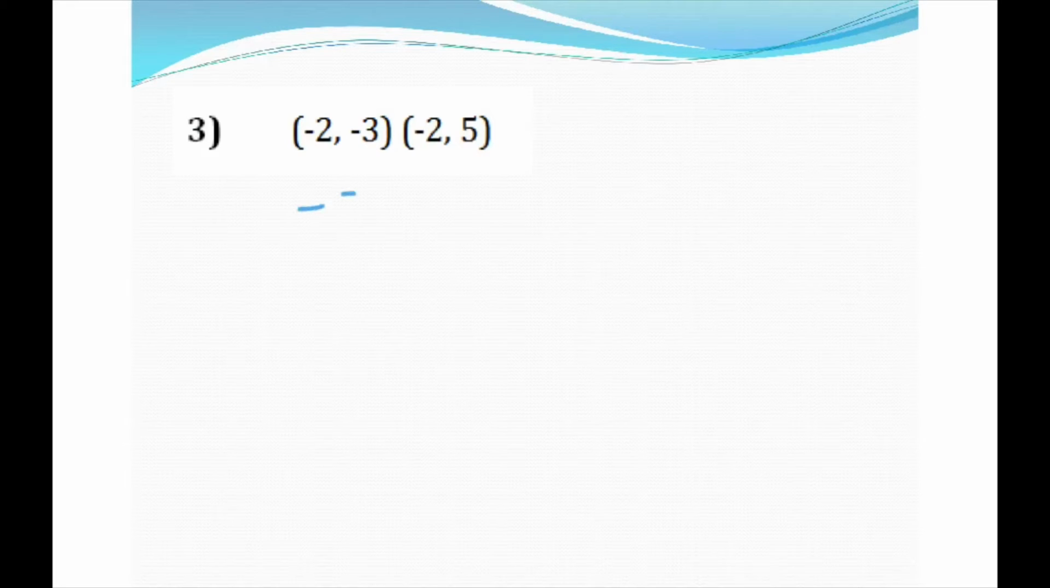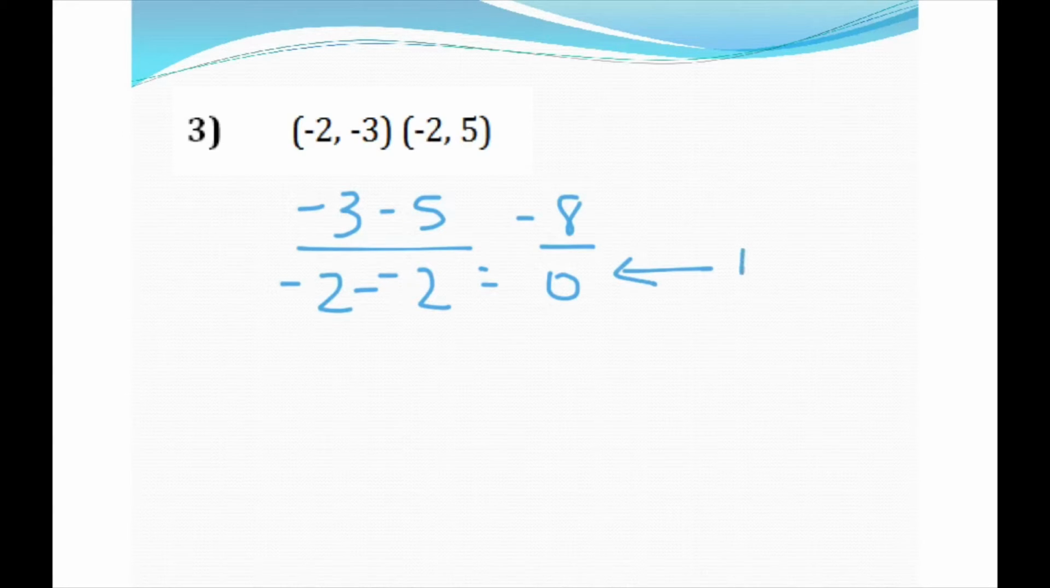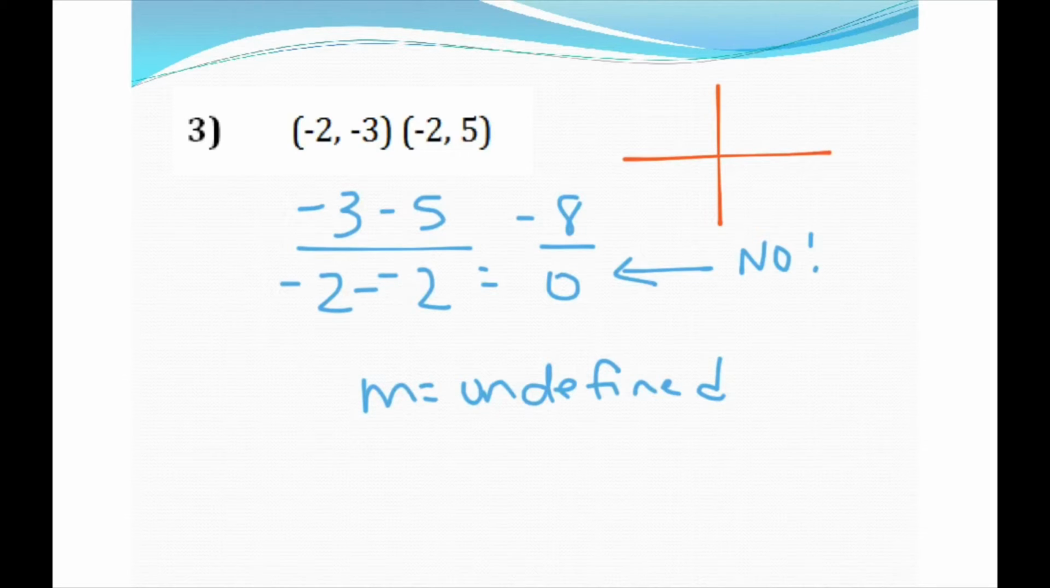Number 3, negative 3 minus 5 over negative 2 minus negative 2. That's negative 8 over 0. Remember, you cannot divide by 0, so your slope is undefined. And if you remember what that means, it means that if we were to graph these 2 points, negative 2, negative 3, and negative 2, positive 5, it would make a vertical line. And so that's when you have a slope that's undefined.